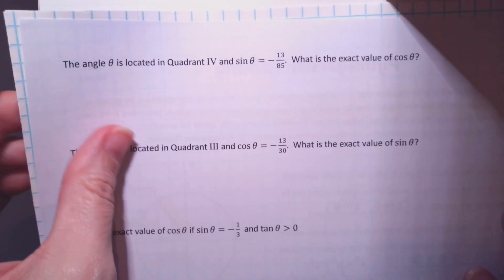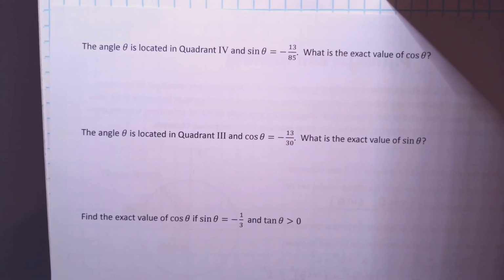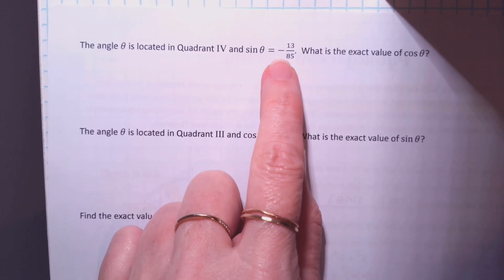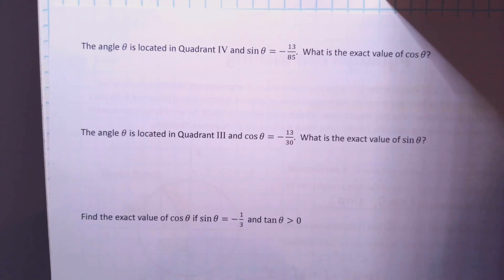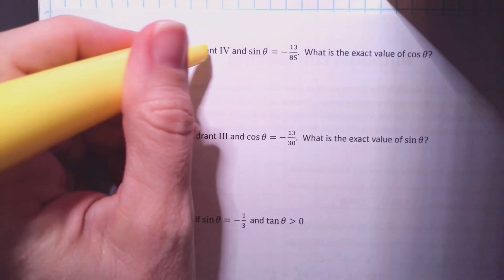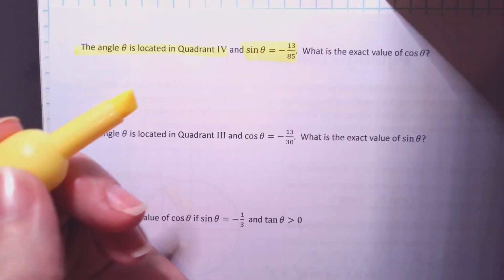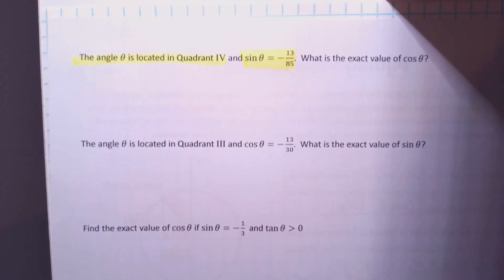Okay, let's see what we've got here. It says the angle theta is located in quadrant 4. That's in, what is it called? Roman numerals. And the sine of theta is negative 13 over 85. So we have some important information here. Angle is in quadrant 4. The sine of the angle is negative 13 over 85. And we're trying to find what the cosine would be.